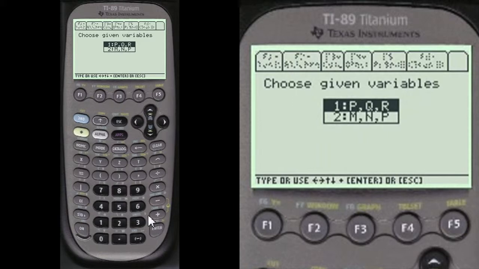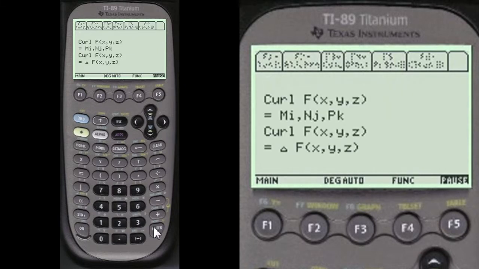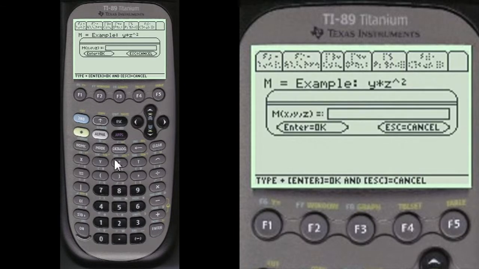So now let's do just an example. We're going to choose number 2, MNP. You have to press alpha before you enter anything in these entry lines here. Alpha 2 times y squared times z. Alpha 5 times x times y times z.